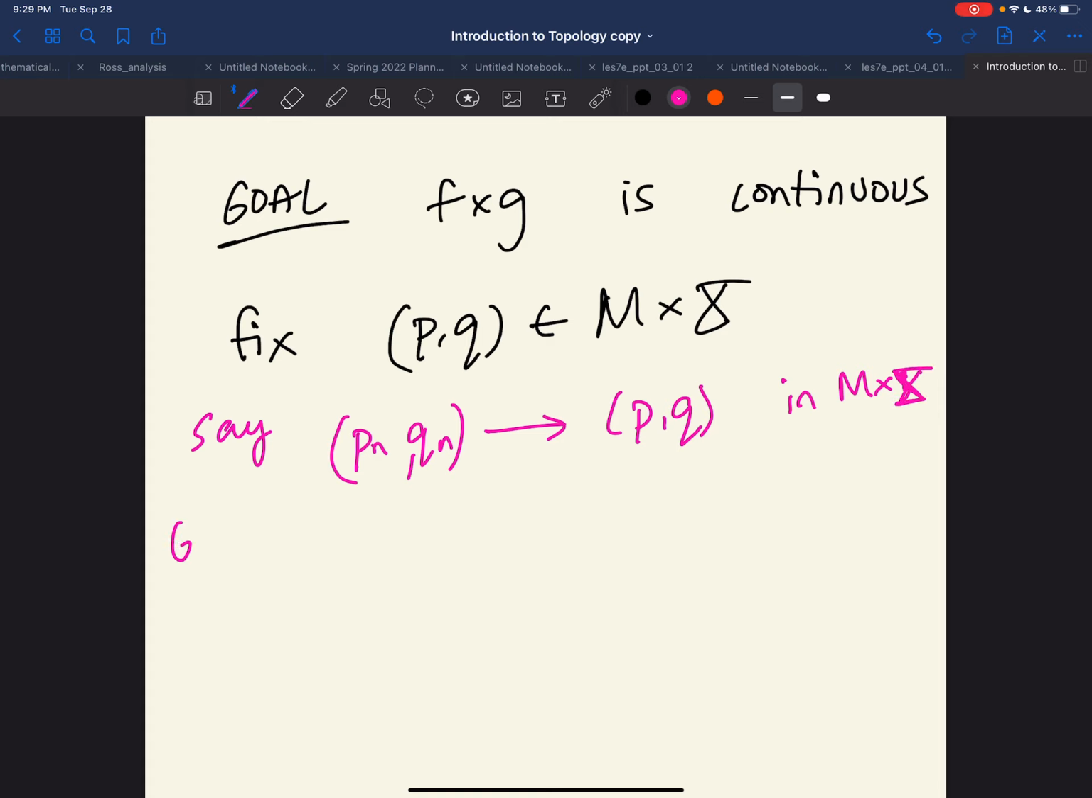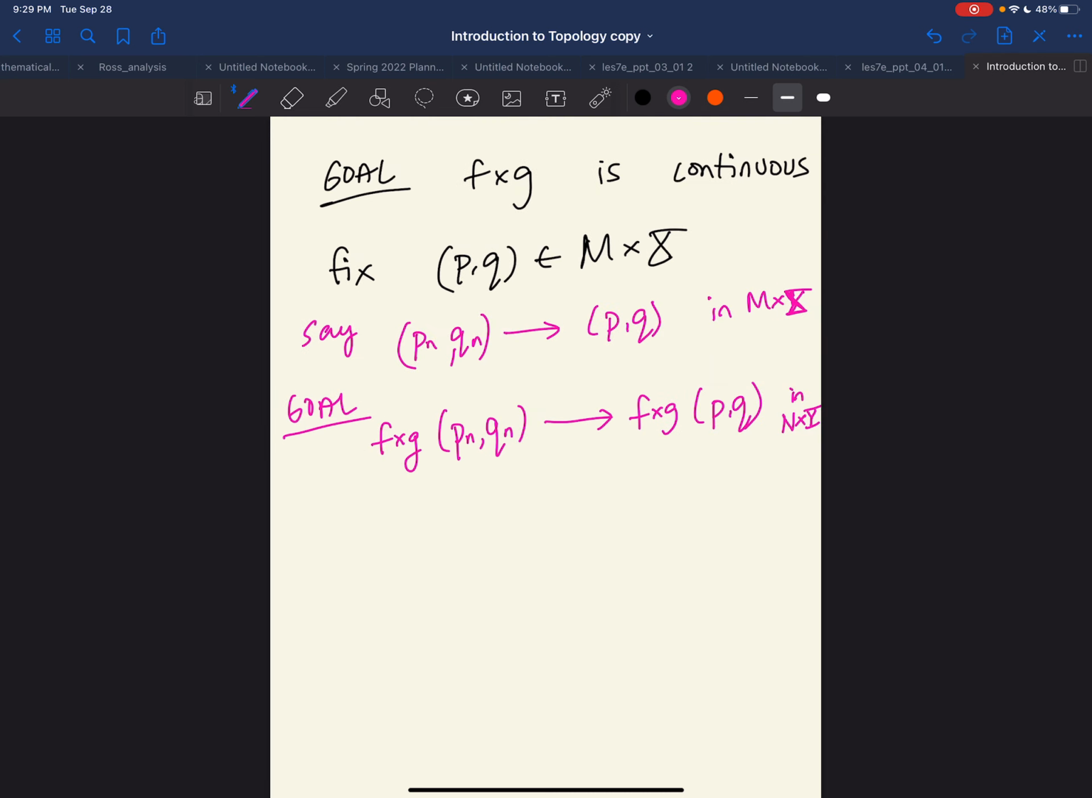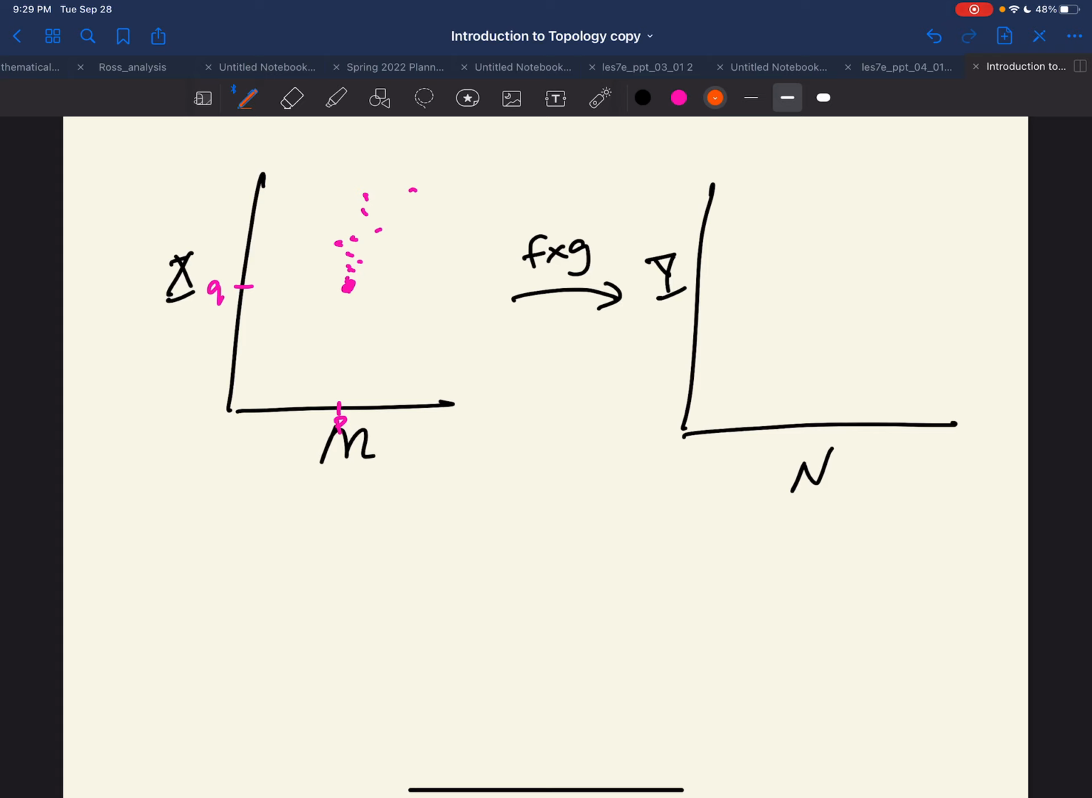We want to show that F cross G of (p_n, q_n) converges to F cross G of (p, q). And this action is happening in N cross Y. That's our goal, because what does it mean to be continuous? We're using our sequential continuity definition. Okay, so we've got our (p_n, q_n), so let's say this is (p_1, q_1), (p_2, q_2), right?